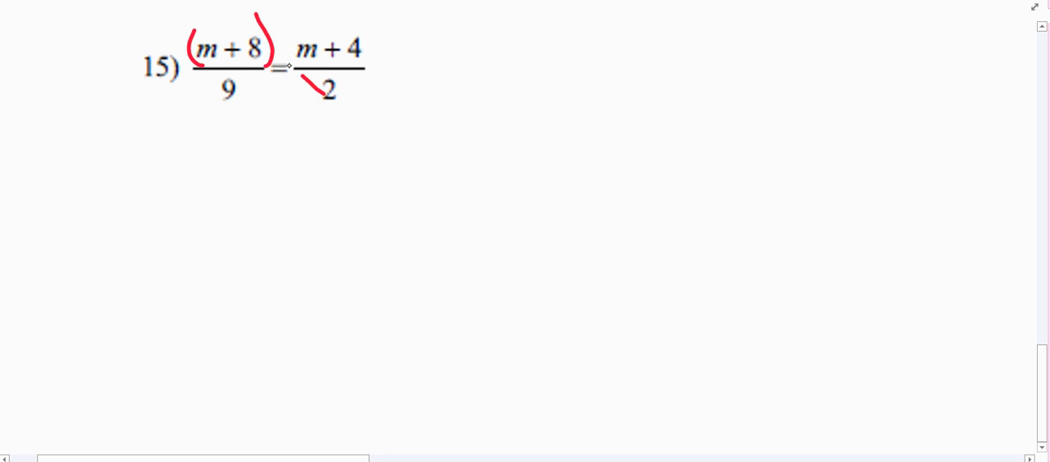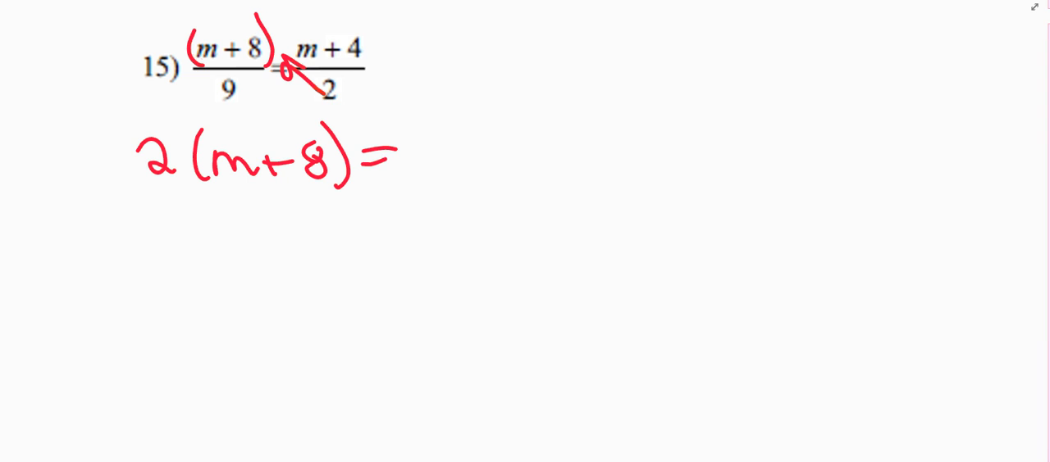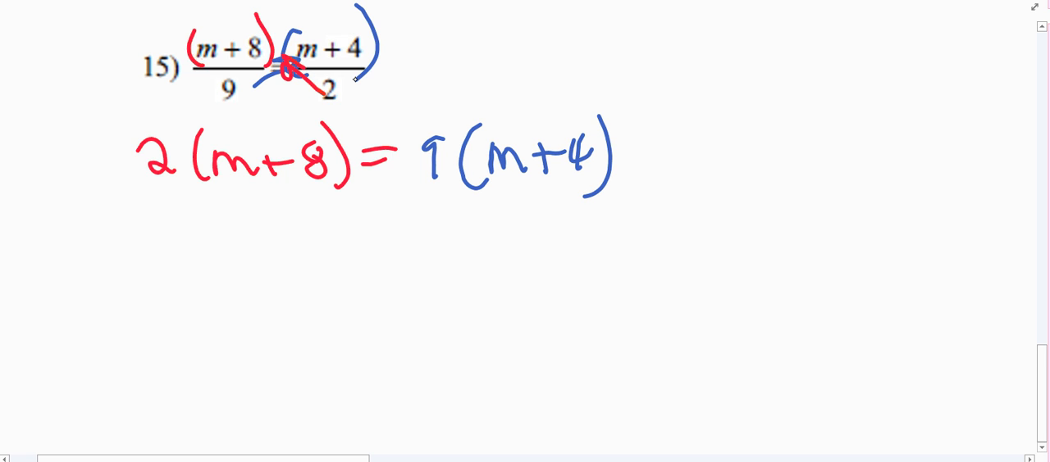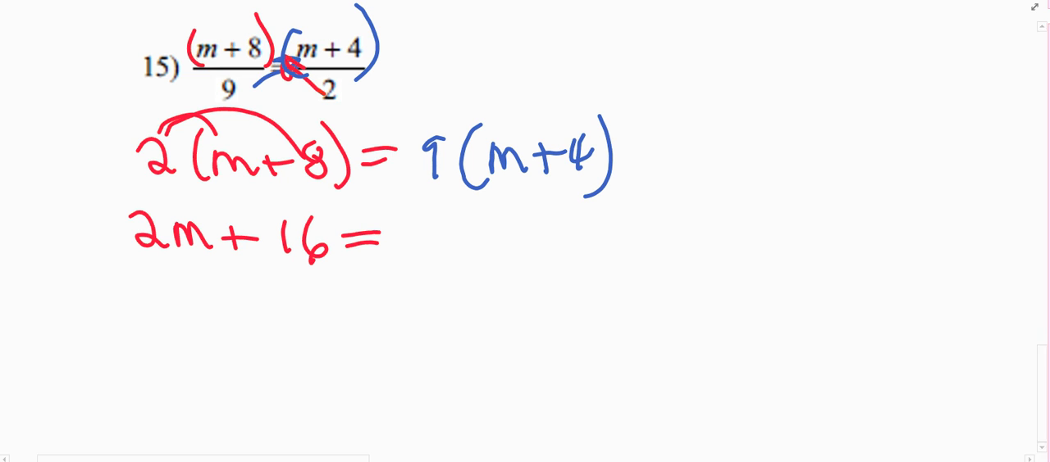We have our 2 times m plus 8, and that's going to be equal to 9 times m plus 4. Remember, everything in this m plus 4 needs to be multiplied by 9. So let's move right along. We have 2m plus 2 times 8, 16, equals 9m plus 36. Alright, same type of problem here.